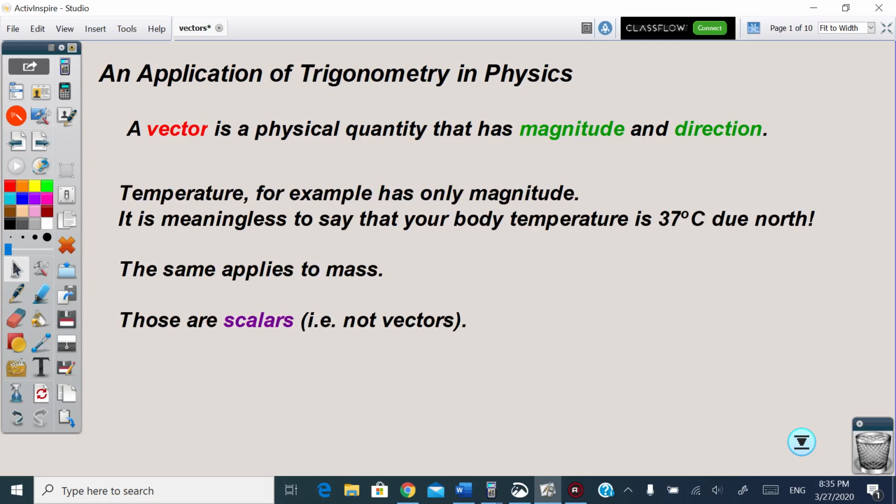For example, temperature has only magnitude, and it's meaningless to say that your body temperature is 37 degrees due north. So it's not a vector. The same applies to mass. 5 kilograms doesn't need direction to define it. Those are scalars. Scalar is the term we use for a physical quantity that only requires magnitude to define it.